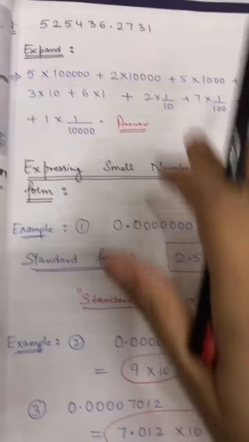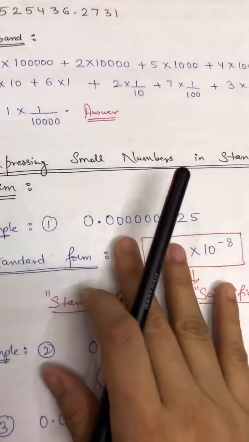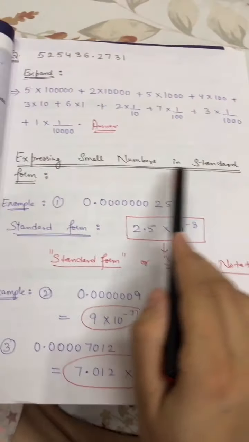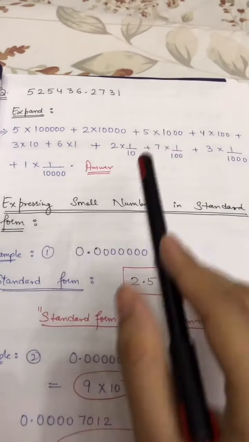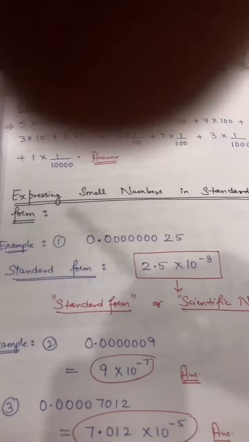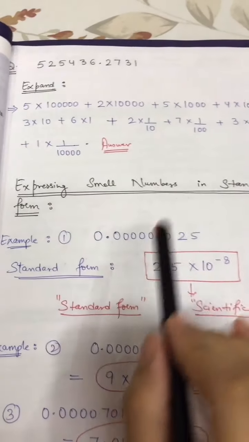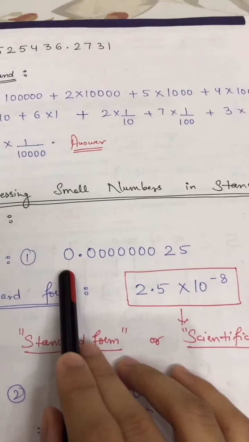Okay, this is decimal value. The next topic is expressing small numbers in standard form. How you can write the small numbers in the standard form. I'm having one example here.